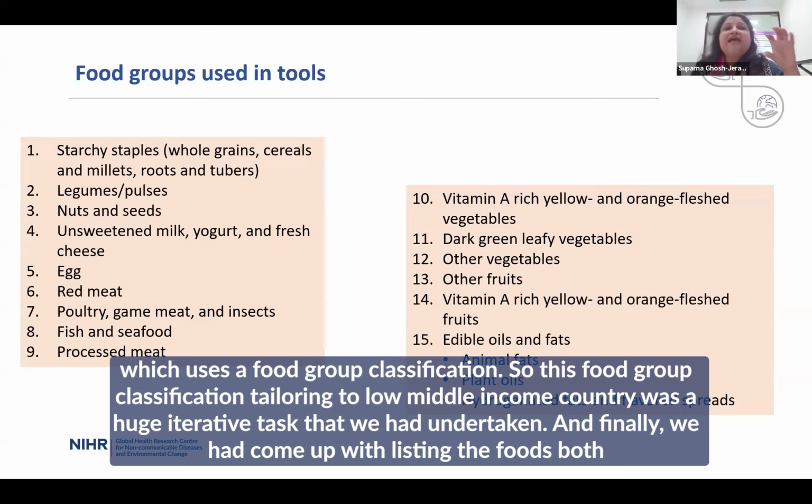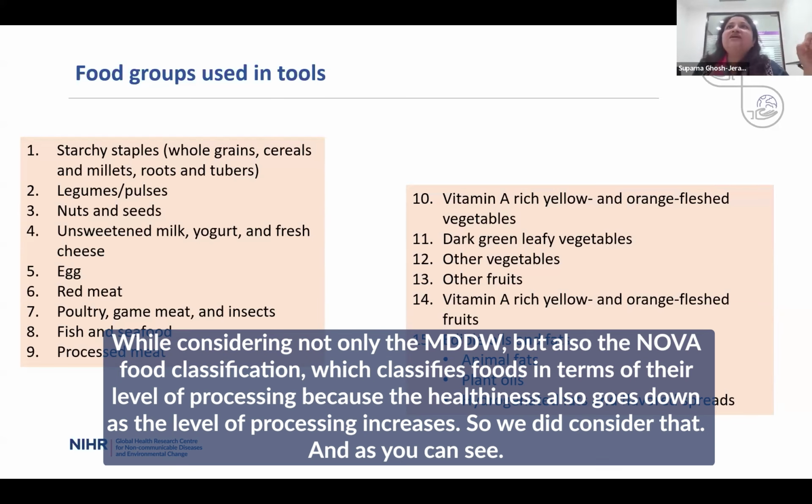So this food group classification, tailored to low and middle income countries, was a huge iterative task that we had undertaken. And finally, we came up with listing the foods while considering not only the MDDW, but also the NOVA food classification, which classifies foods in terms of their level of processing, because the healthiness also goes down as the level of processing increases. So we did consider that.